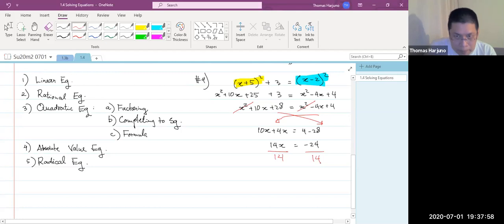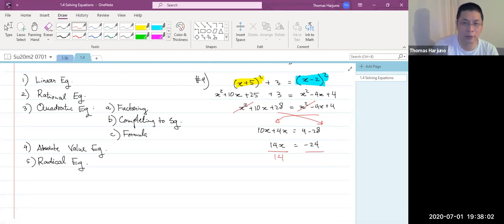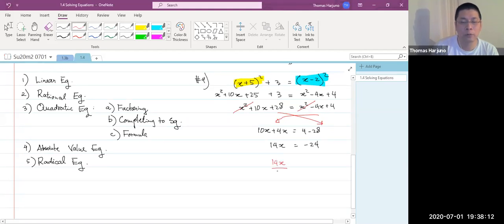Your next step, which is dividing by 14, should be done in the next line. So if you really want to divide by 14, show it in the next step. In the next step, you show 14x over 14 equals negative 24 over 14, if you really want to show that division on both sides.